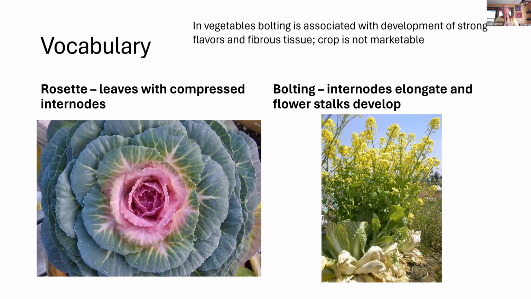Okay, and this is important in vegetables because bolting is often associated with the development of strong flavors and fibrous tissue. So once your crop has bolted or switched to flowering, it's generally not marketable. Okay, and this is true whether what you're growing is lettuce or bok choy or carrot or onion. Once that flower stalk develops, you no longer have a marketable crop, right?